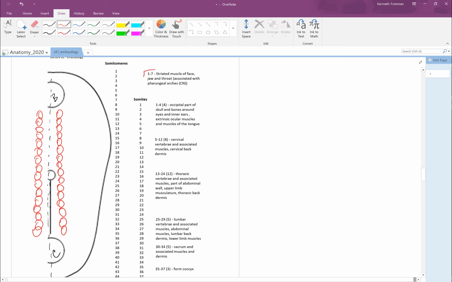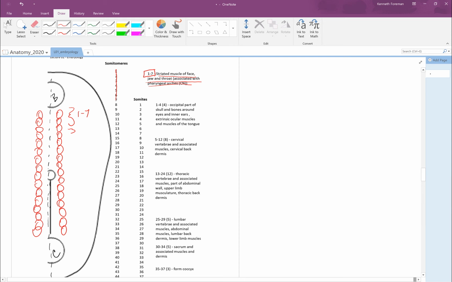The first 7, 1 through 7, are actually going to go to the striated muscles of the face, jaw, and throat, and they're associated with what we call pharyngeal arches or branchial arches. For the purpose of this class, we are not going to go into the pharyngeal arches. So those first 7 we're dismissing as somitomeres going to the head and neck. We're not going to talk about specifics.